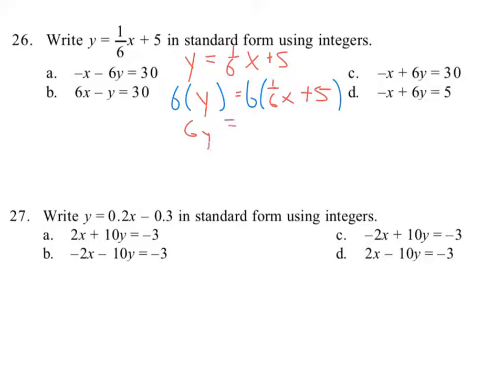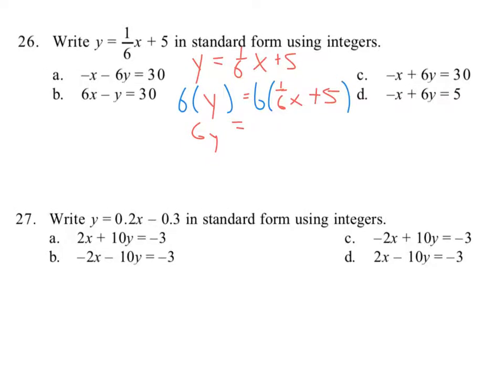What do we get? We get 6y equals this 6 and that 6 cancel each other out, leaving us with just one x. But remember, we're distributing, so this 6 cancels that out, but we still need to multiply that 6 by that 5. Don't forget that. If you cancel that and think it's gone, it's not, because that gets multiplied there as well. So be careful with that.